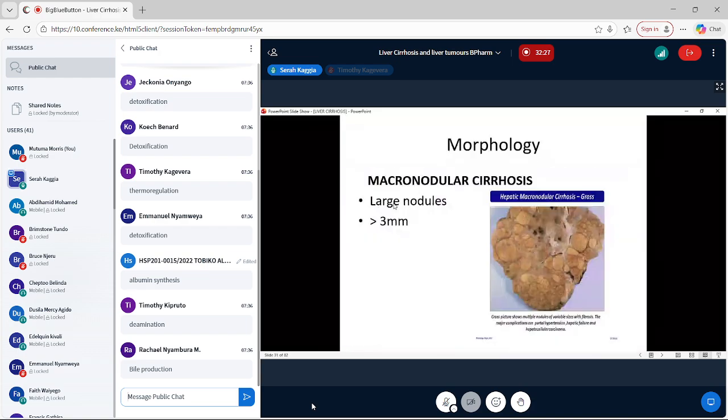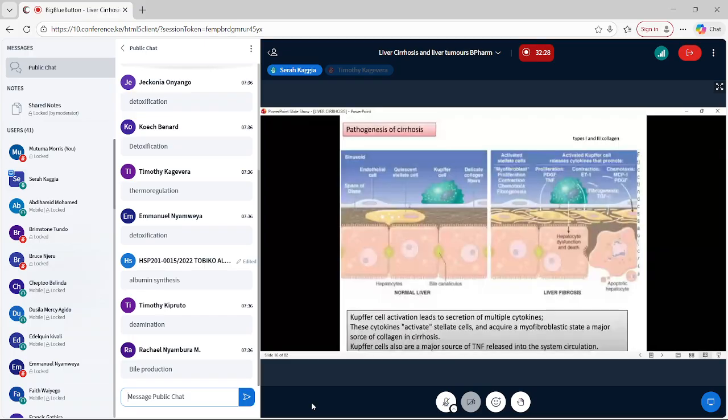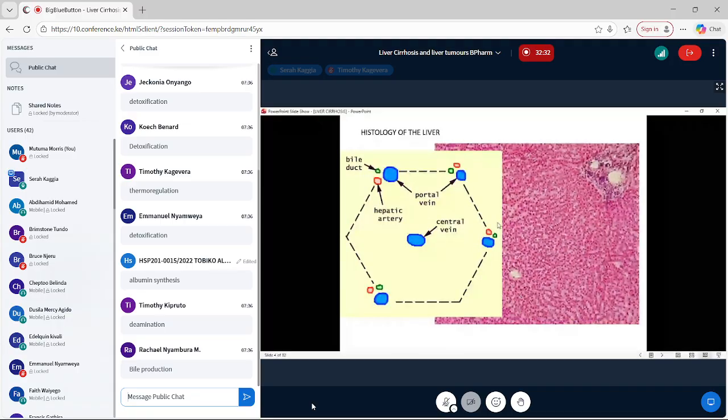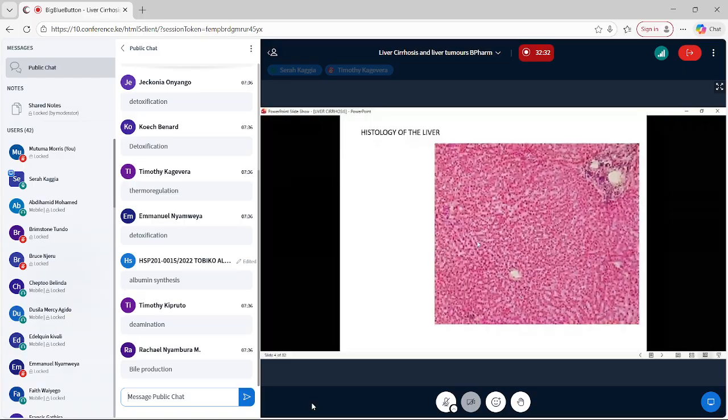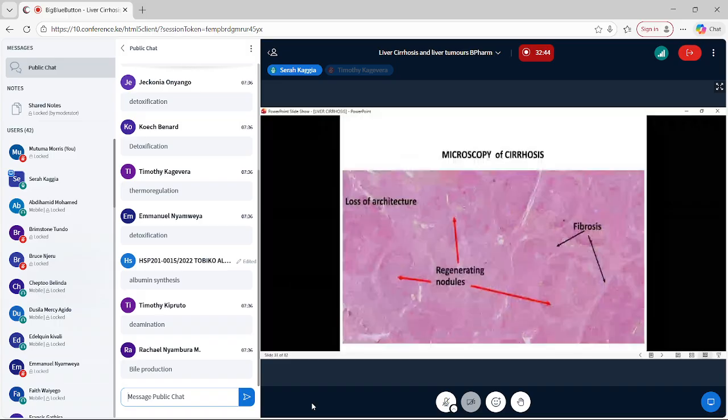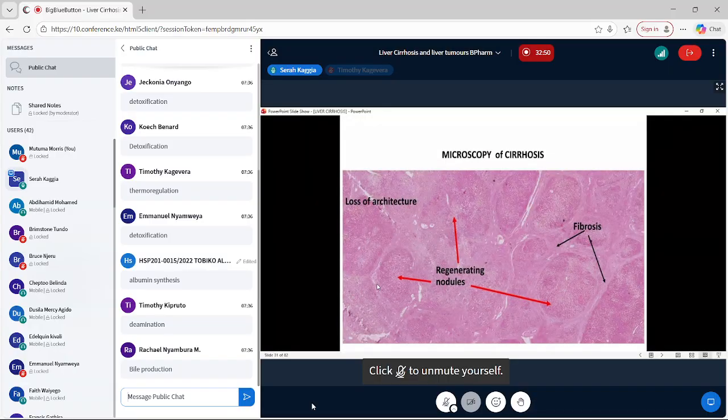Loss of architecture. If you compare this and our original, this one, this is our nice architecture on histology. You can see the small lines, the cords, the tracts as they're going down, and then the central vein and your portal triad. So you compare that to a fibrotic liver, you don't see that architecture, it's completely gone. So what you're seeing are nodules. You can see here, these are regenerating nodules, then this fibrotic tissue in between, another nodule regenerating tissue in between, another.